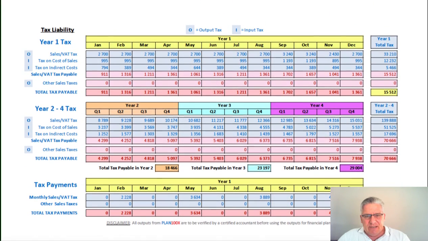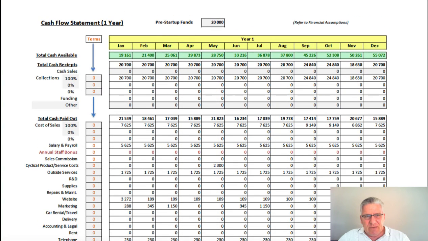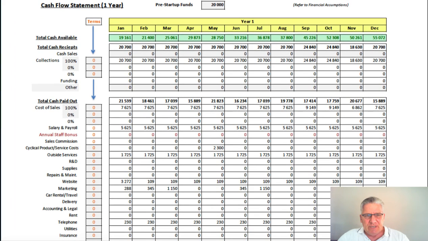Tax liability, this is one you want to pin up on the wall because it's so important to make sure that you pay your taxes on time, and that's what that is showing you. We went through that in detail, so I'm not going to go through it again, but that's a very nice output of what that looks like. The cash flow statement, then, probably one of the most important outputs in the document, very nicely presented.